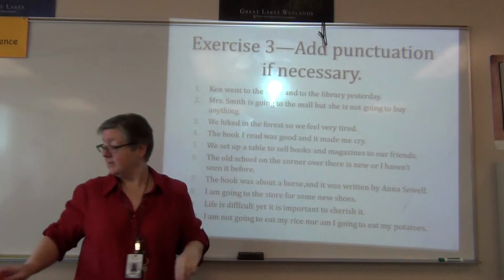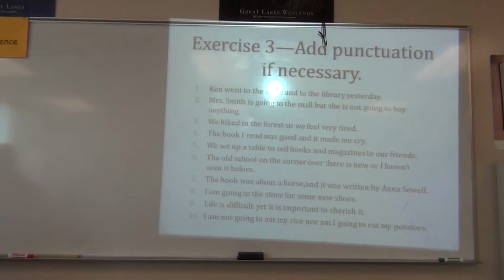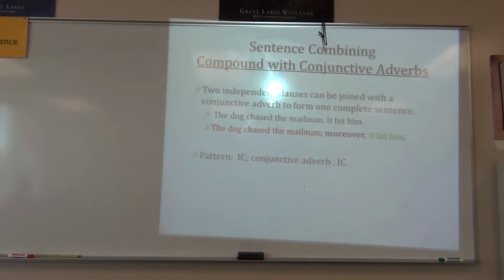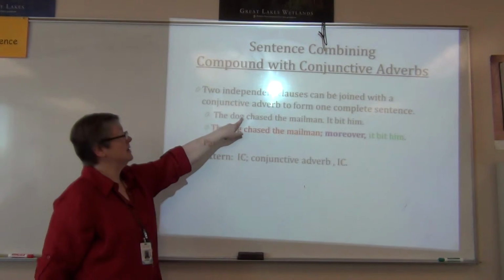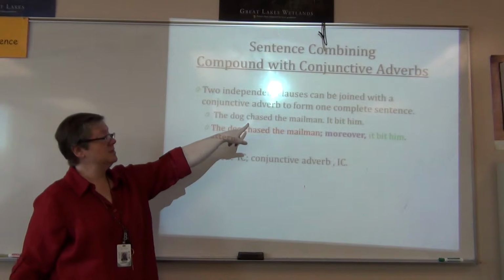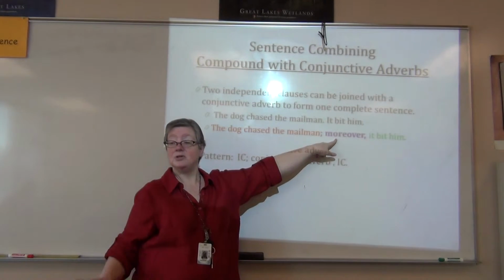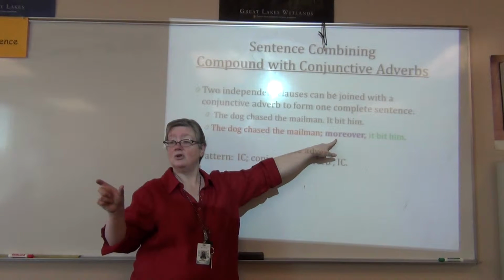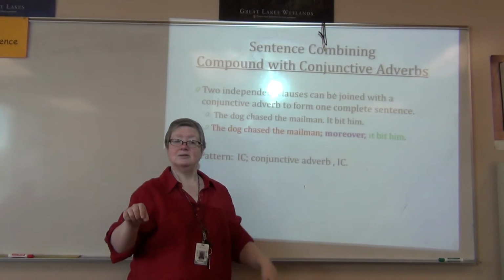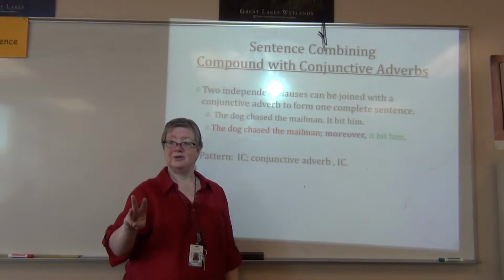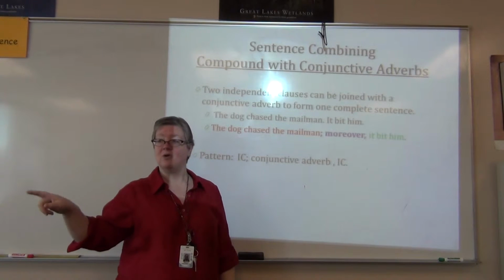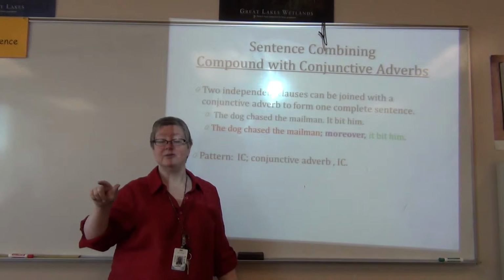All right, let's talk about another way to make compound sentences. You can do them with things called conjunctive adverbs. Here's the same 2 independent clauses we used before. The dog chased the mailman, it bit him. This time I'm combining them with a conjunctive adverb, which are much longer. They're 4 letters or longer in length. Regular conjunctions are 2 or 3 letters long. Conjunctive adverbs are 4 or more letters. That's one way you can know the difference.